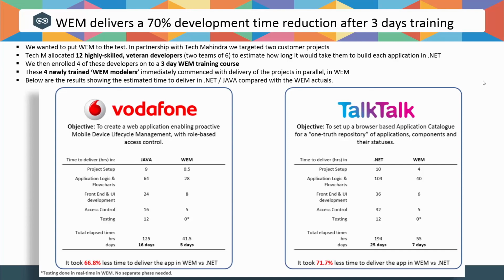And we asked them to build the same application within the Java environment that they were used to. It took them about 16 days to develop the same application in Java. We did the same with a POC for TalkTalk, another end client of Tech Mahindra, and they built the application within 7 days with WEM and 25 days within their .NET environment. So it's a 70% development time reduction after just a few days, like 3 days of training on WEM.